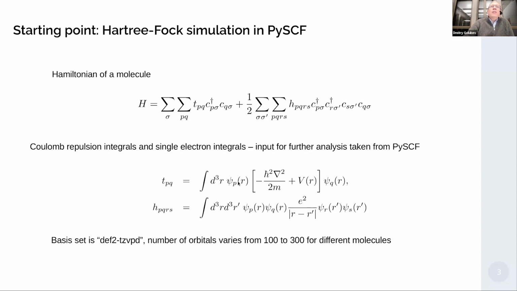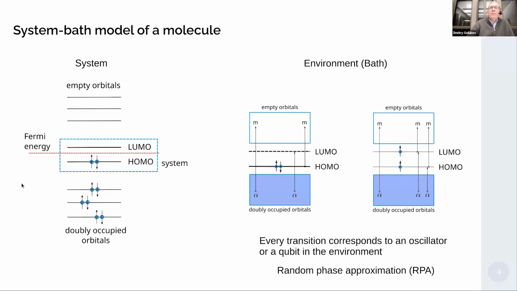And this number of these H integrals or Coulomb repulsion integrals can be huge. So if you want to achieve good accuracy for a molecule with, let's say, 10 atoms, we need to take 100 to 300 orbitals, and then this will be 300 to the power 4, which is a huge number, tens of thousands. So this is why quantum chemistry is difficult.